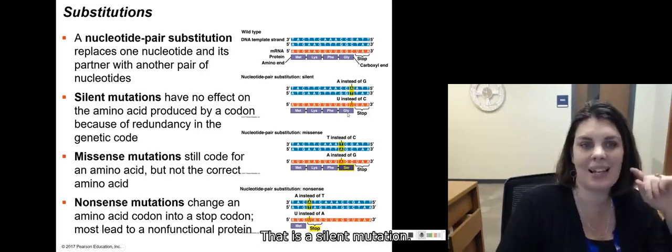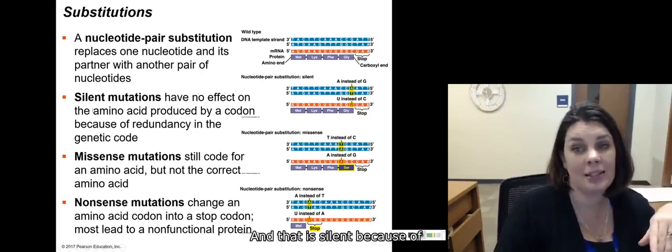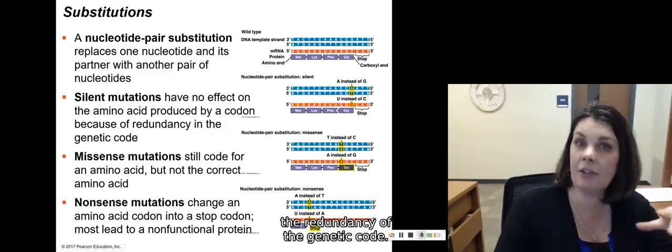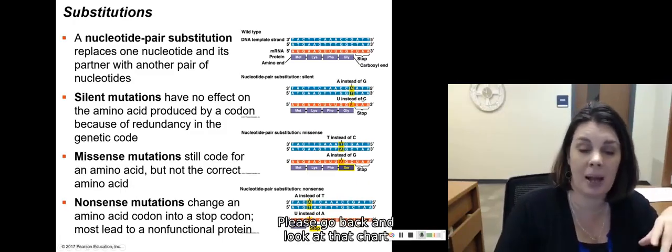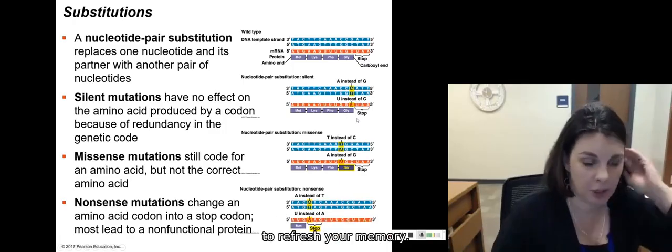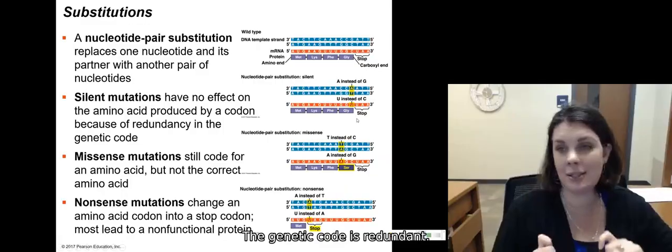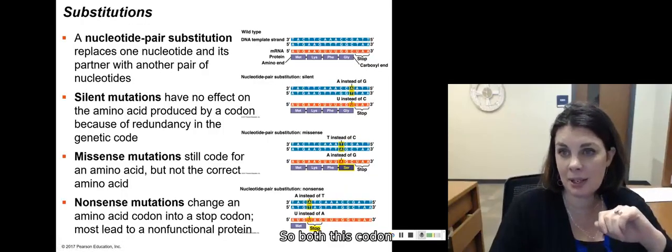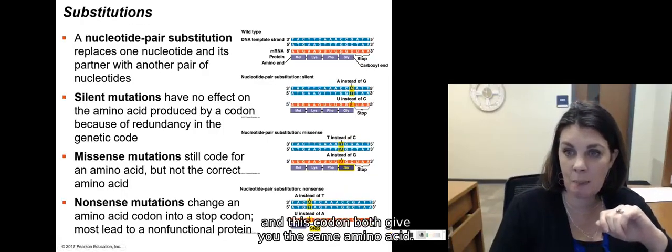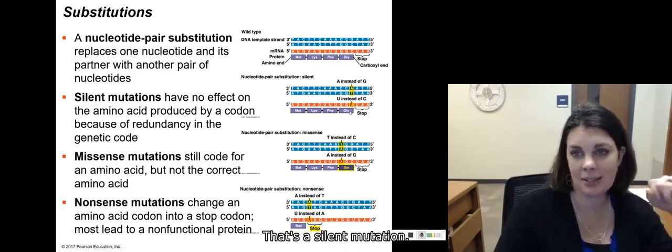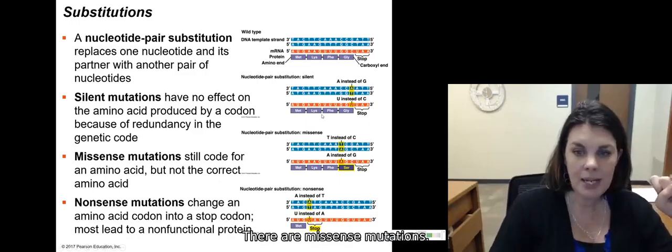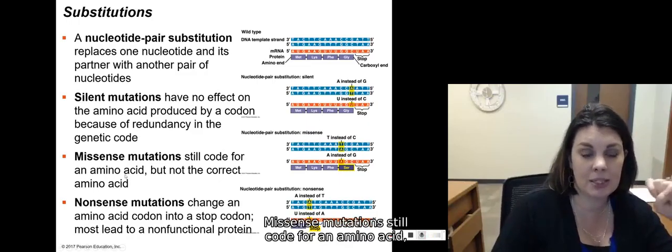So you do not have any effect. That is a silent mutation, and that is silent because of the redundancy of the genetic code. Please go back and look at that chart to refresh your memory. The genetic code is redundant. So both this codon and this codon give you the same amino acid. That's a silent mutation. There are missense mutations.